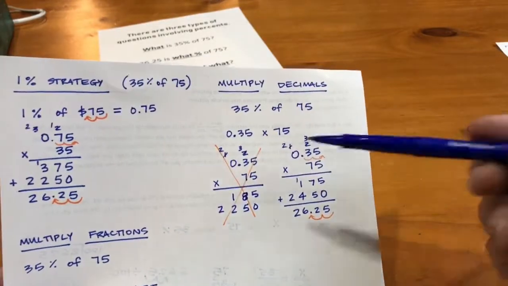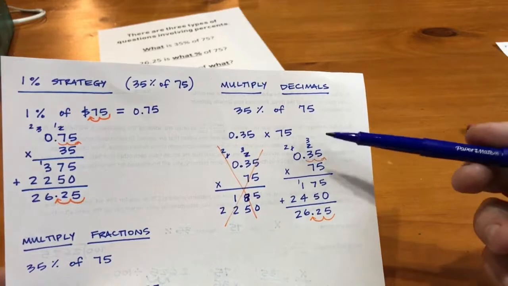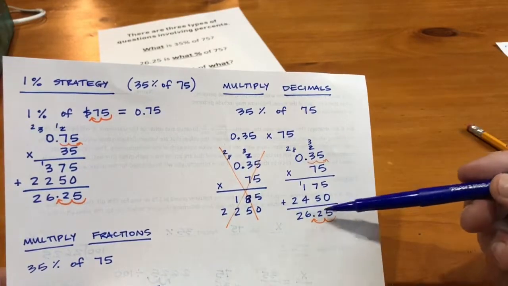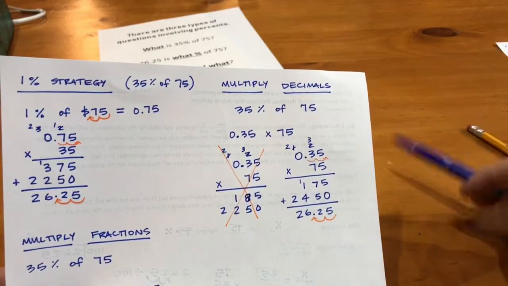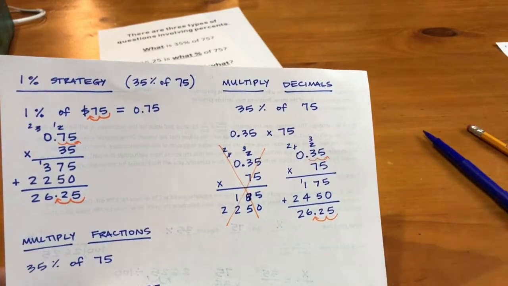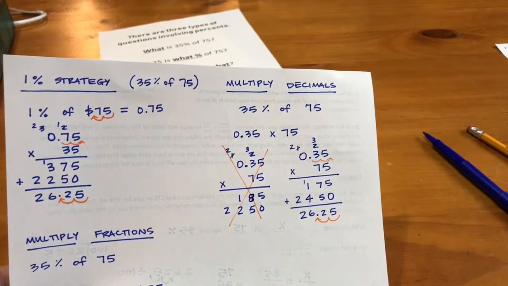Be careful with your multiplication. As you can see, I made a mistake here. When you multiply correctly, you'll get 26.25 again. You move your decimal back, you got $26.25 as well. So another strategy to find percent of a number.